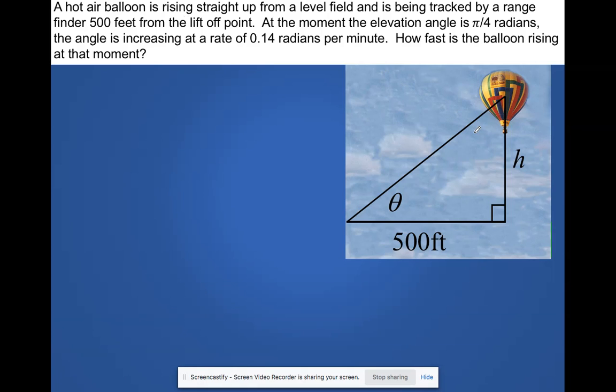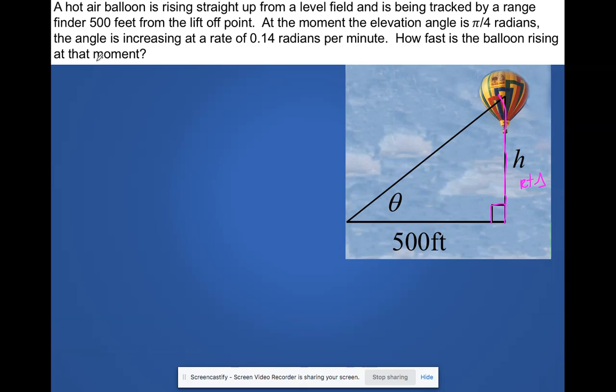A hot air balloon is rising straight up. I drew this first. Straight up, meaning right angle. As soon as I drew those two things, I'm already thinking right triangle trig, or SOH CAH TOA. Right triangle, sides, Pythagoras, angles, SOH CAH TOA.